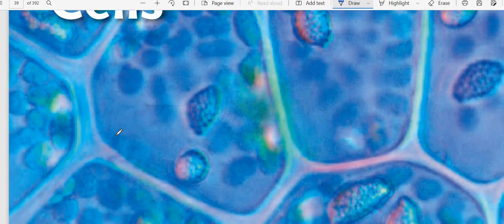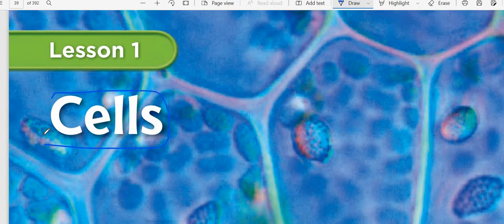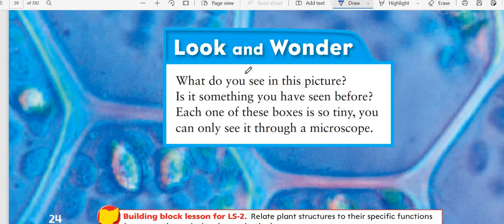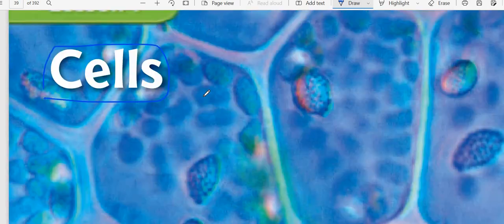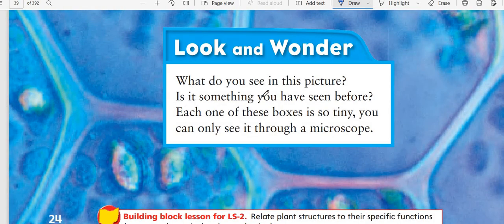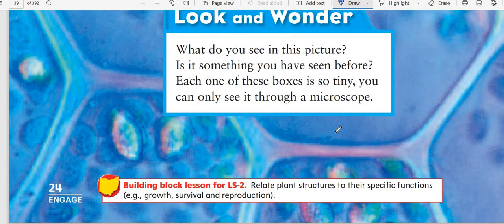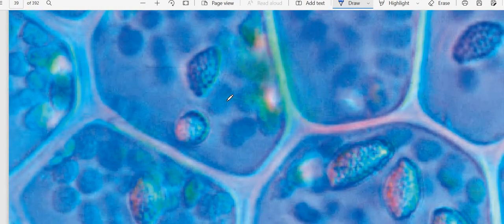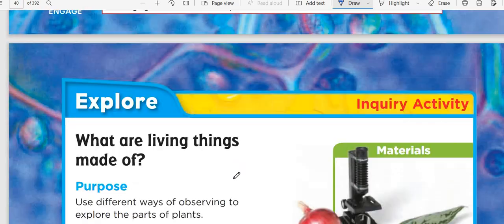So let's look at the first thing we have now, which is the cell. What do you see in this picture? This picture consists of cells. Is it something you have seen before? Each one of these boxes is so tiny that you can only see it through the microscope. We cannot see the cell with our naked eyes, but we can see it under the microscope, which makes things bigger and clearer.